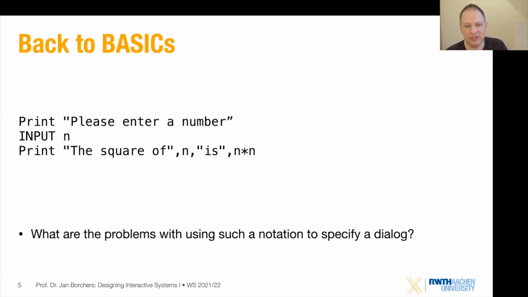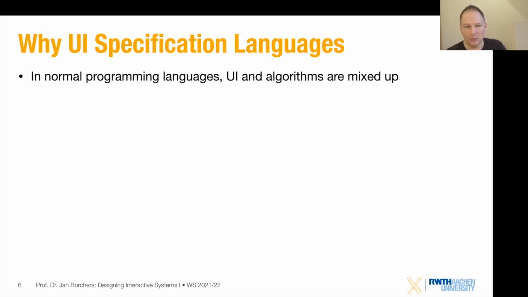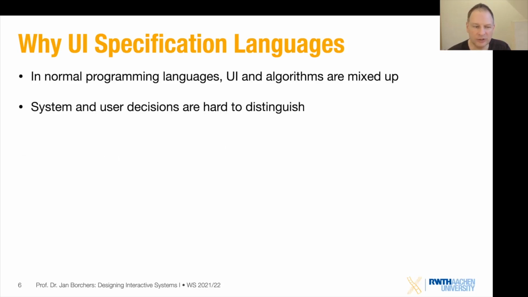So that's why we have UI specification languages. We don't want the normal mixing up of the UI and algorithms, which is what you get in your normal programming languages when you include some kind of standard IO library or your print commands in your favorite programming languages. And we don't want the things that the system does and the things that the user does to be hard to distinguish anymore.